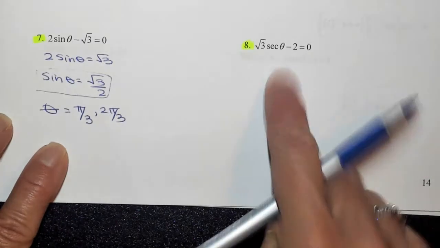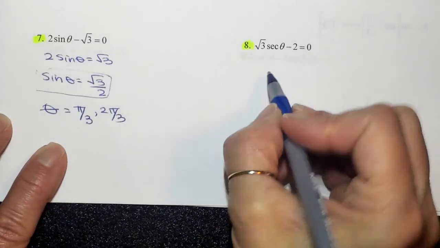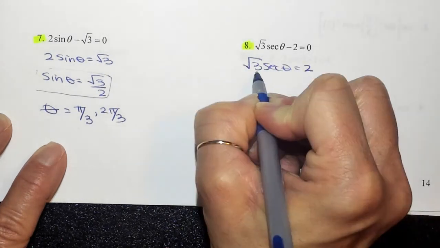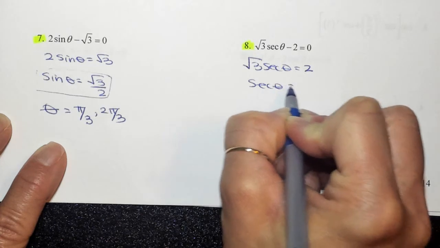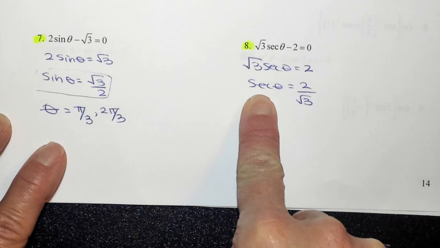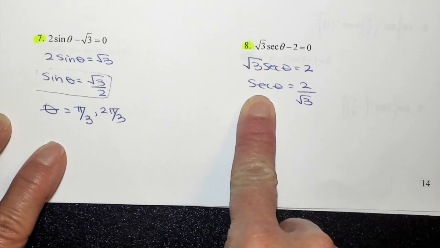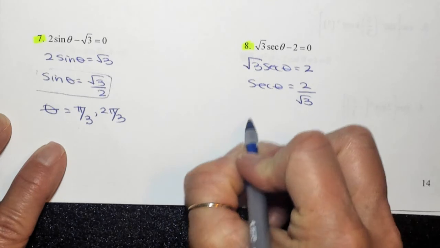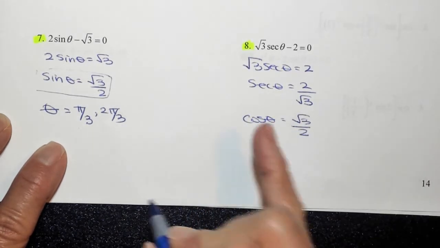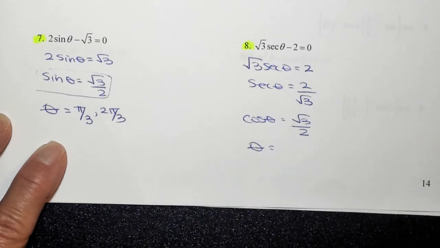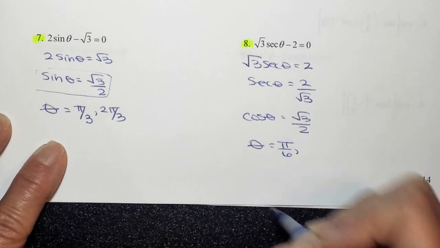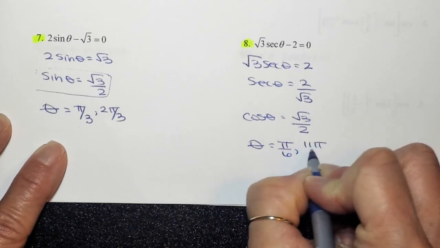Let's talk about secant or cosecant. Again, isolate your trig function. Divide. Okay. What do I know better than secant and is related to secant? Cosine. So we'll use the reciprocal identity. Cosine theta is equal to square root of 3 over 2. Okay. Theta. From the first quadrant, this would be pi over 6. And where cosine is also positive is the fourth quadrant, so this is 11 pi over 6.